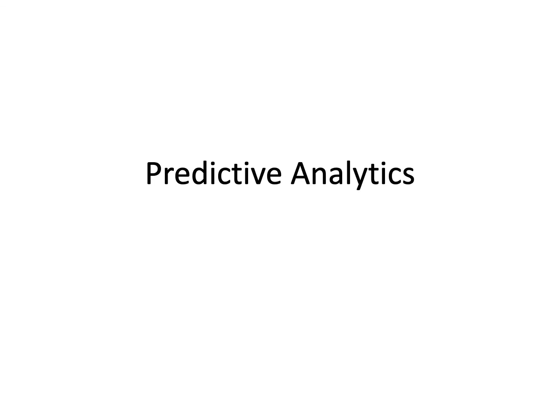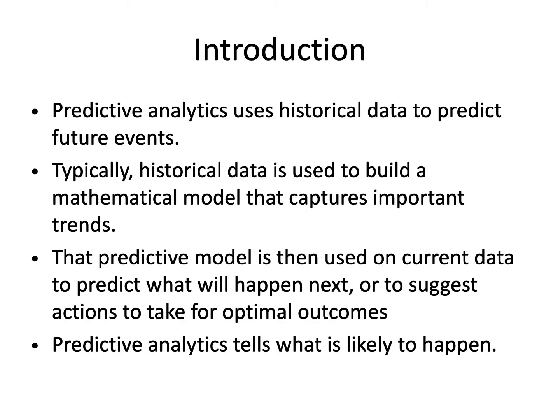In this video, we'll be discussing predictive analytics. Predictive analytics uses historical data to predict future events. Typically, the historical data is used to build a mathematical model that captures the important trends of the data, and the predictive model is then used on current data to predict what will happen next or suggest actions to take for the optimal outcomes. In short, we can say that predictive analytics tells us what is likely to happen in the future.